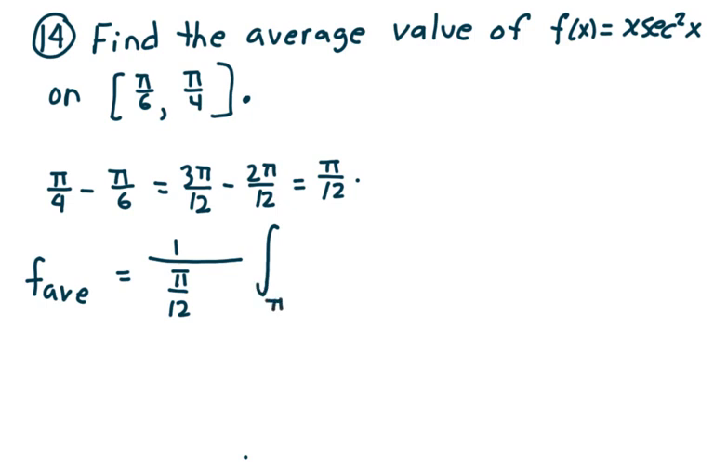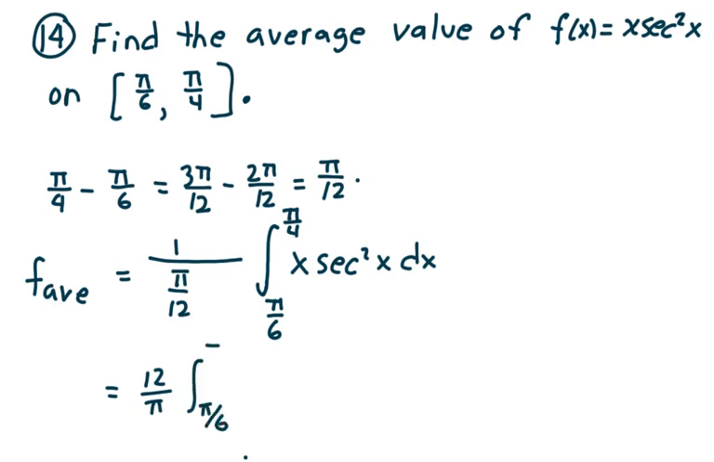Now, the lower limit is pi over 6. The upper limit is pi over 4. And then I'm going to integrate x secant squared x dx. So this is 12 over pi times the integral from pi over 6 to pi over 4 of x secant squared of x dx.